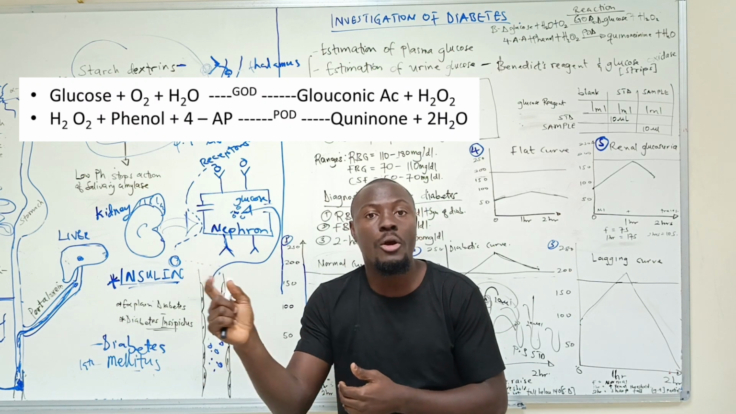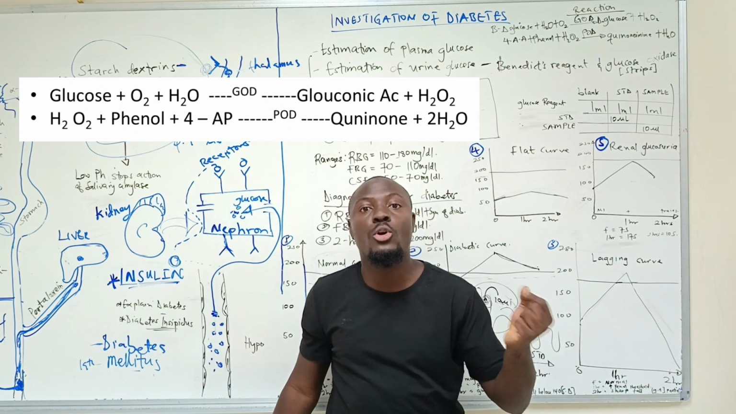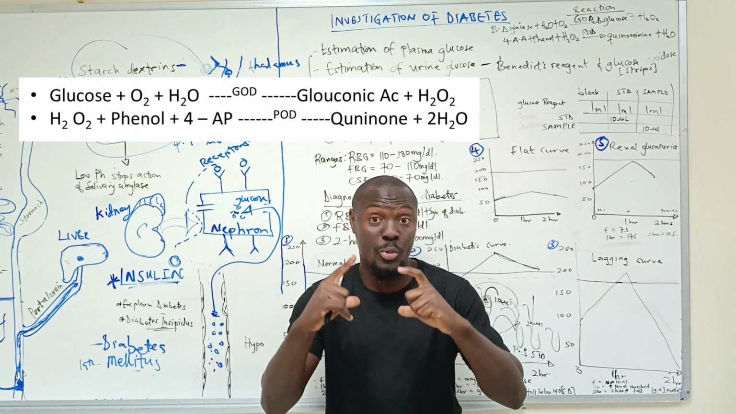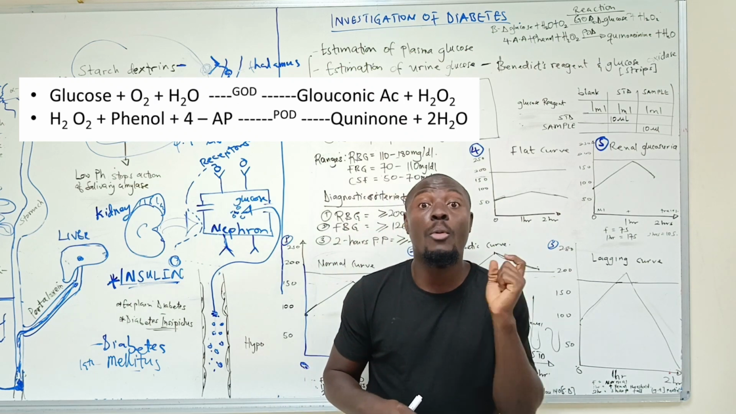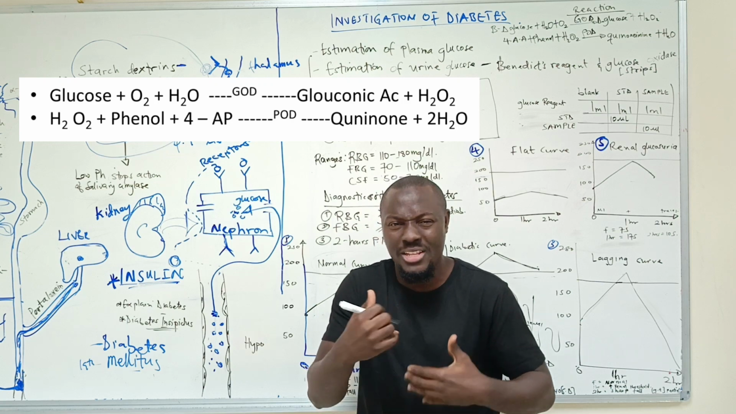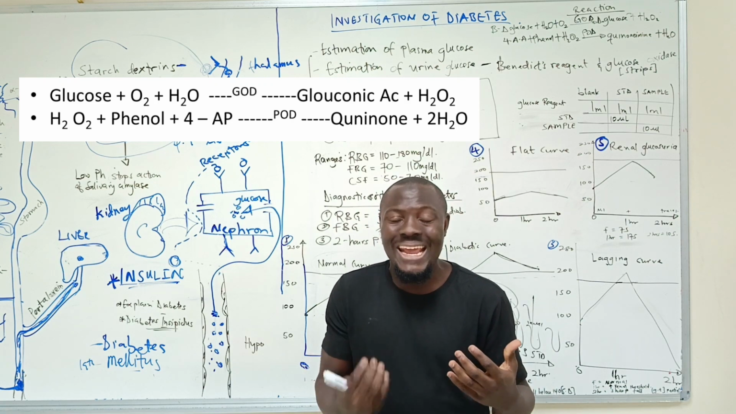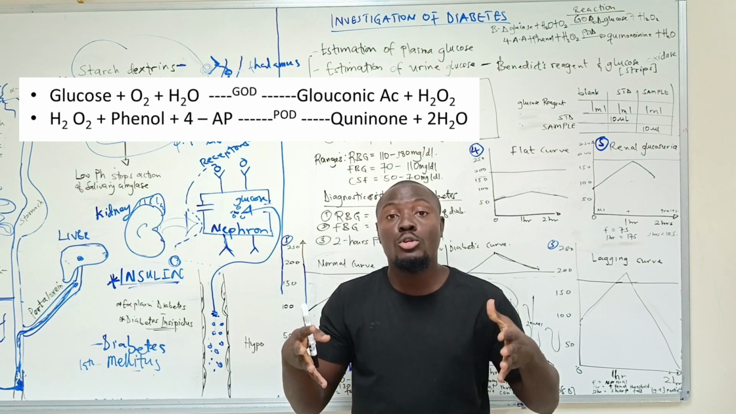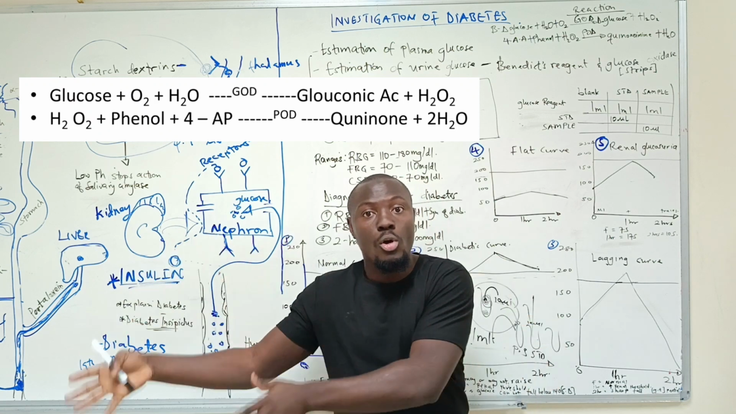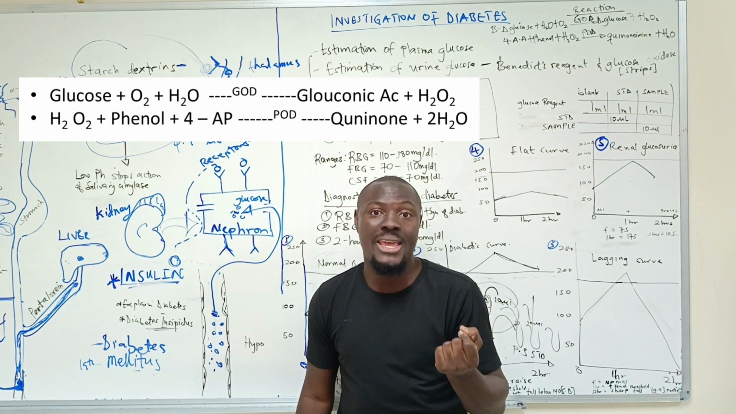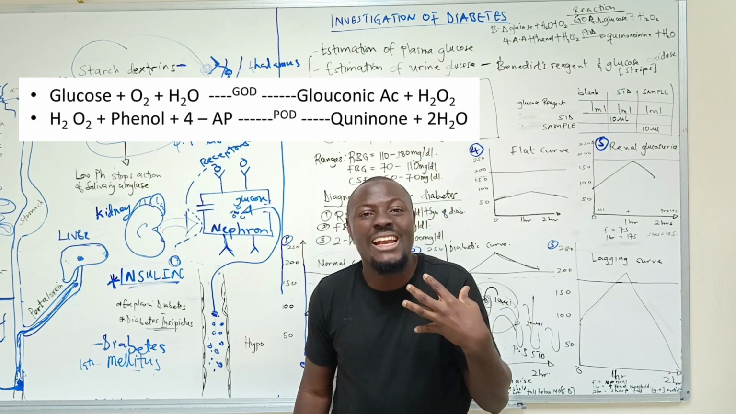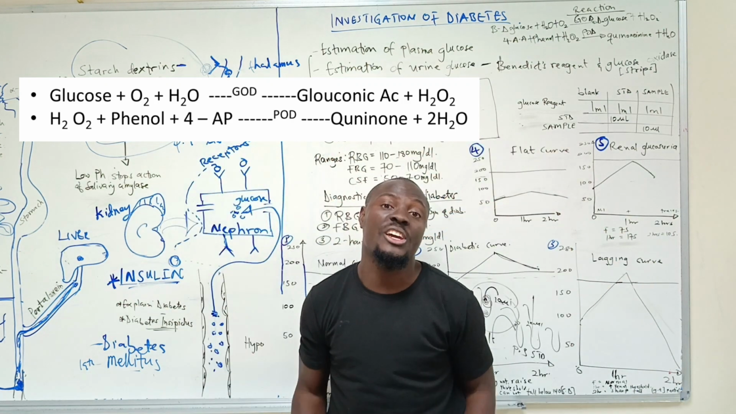Now this hydrogen peroxide is going to react with 4-amino antipyrine within that particular sample in the presence of a molecule called phenol, and then an enzyme called peroxidase, and then later on we are going to get a substance called quinonamine. Now this quinonamine is like a dye.